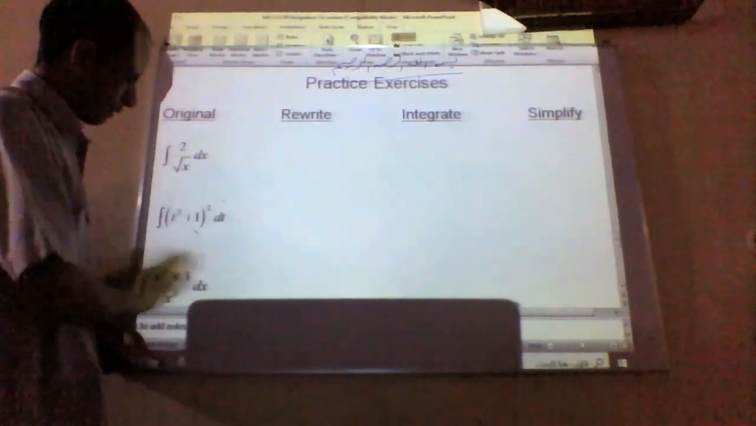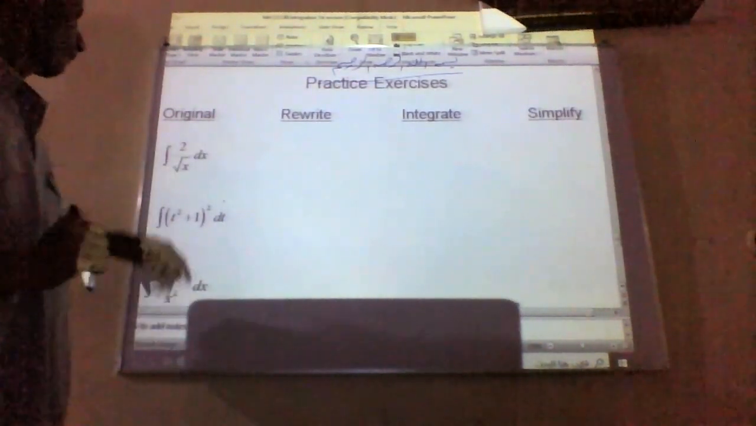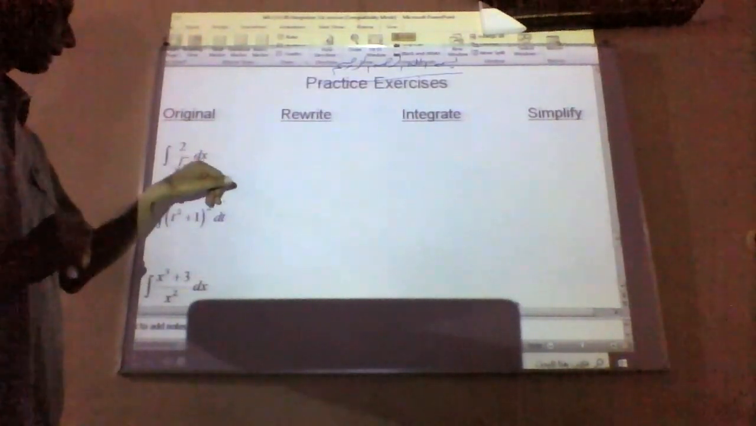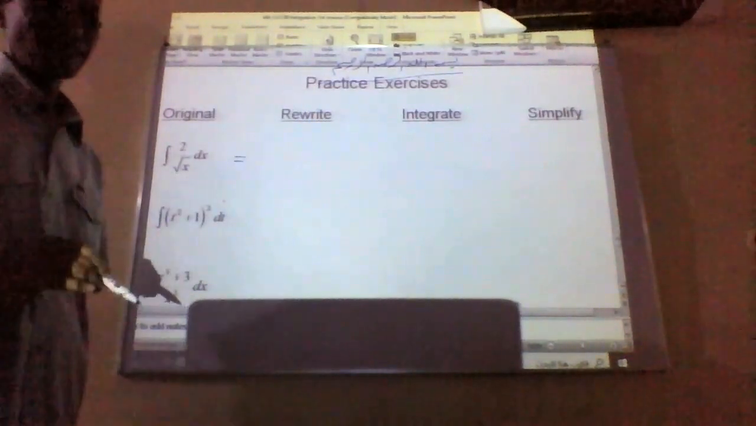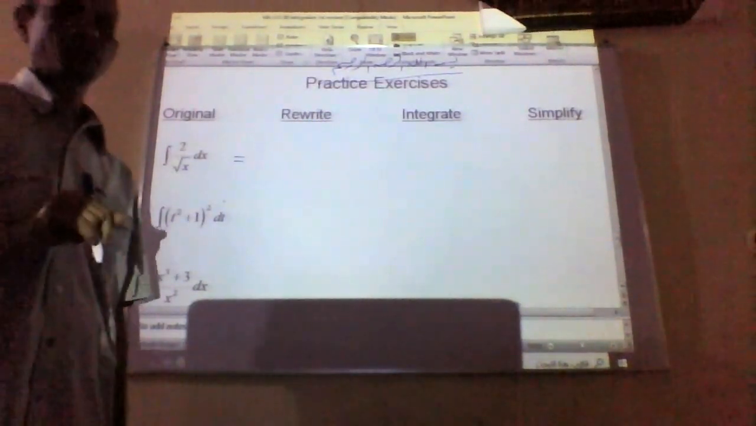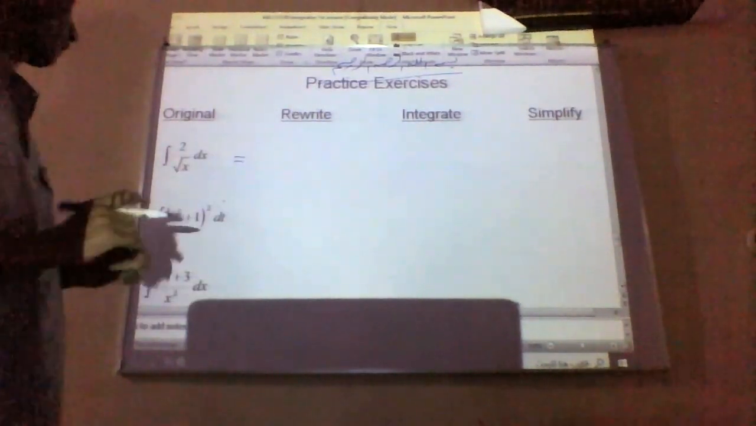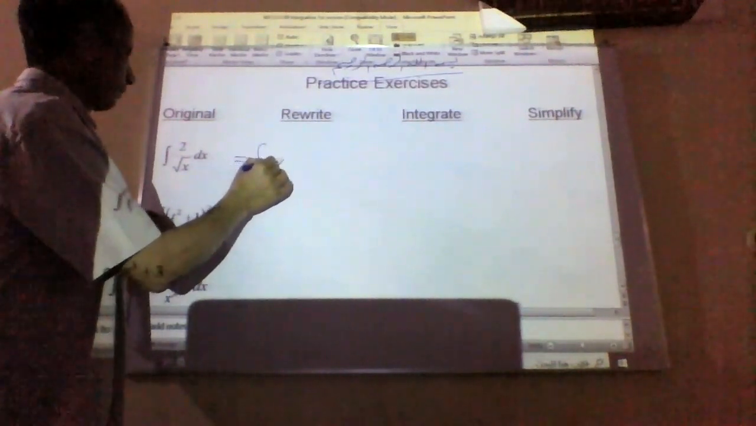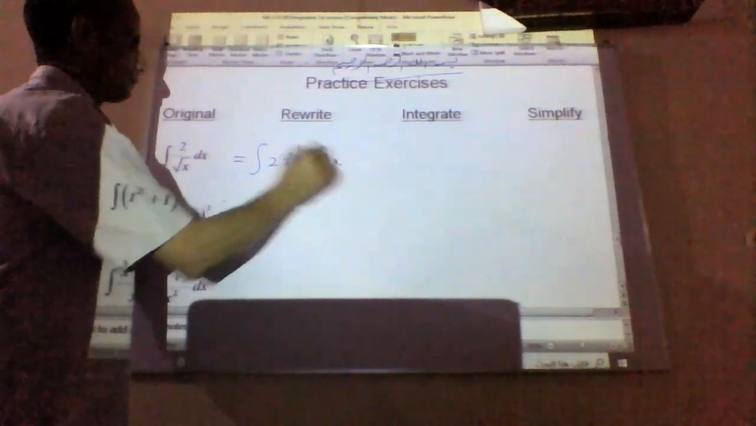Let's practice some problems using the previous rules. The original function is 2 over root x dx. The first step is to rewrite the function to fit the rule. Root x means x power half, so it will be 2x power negative half dx.